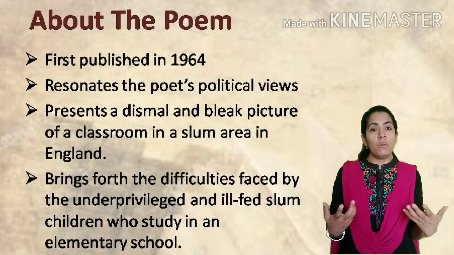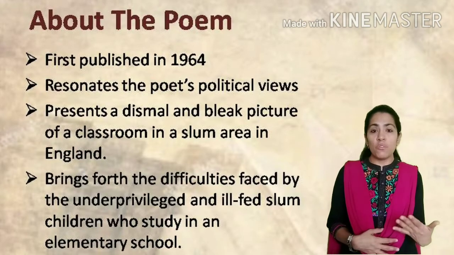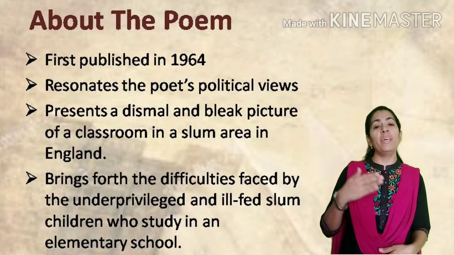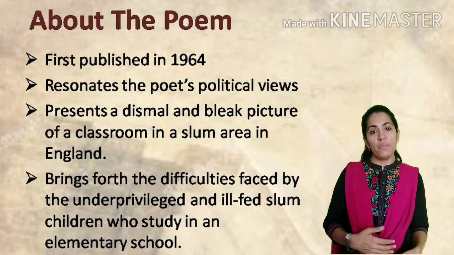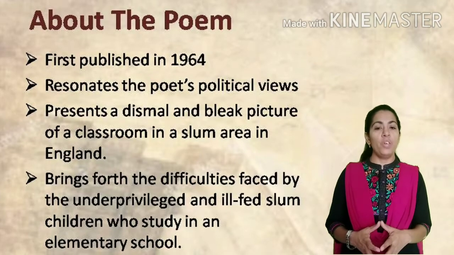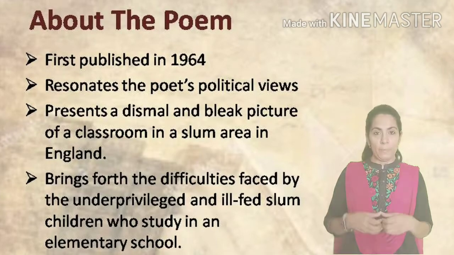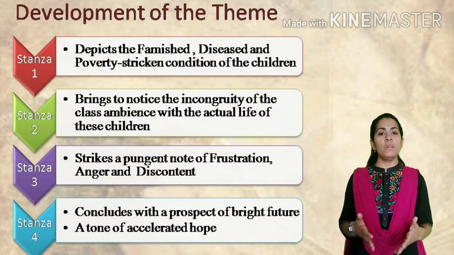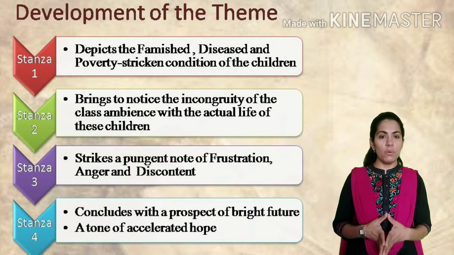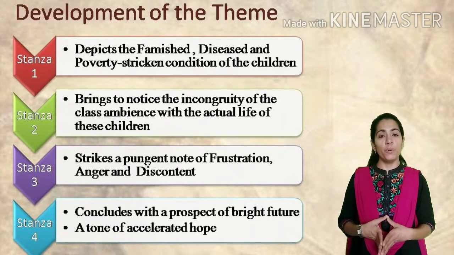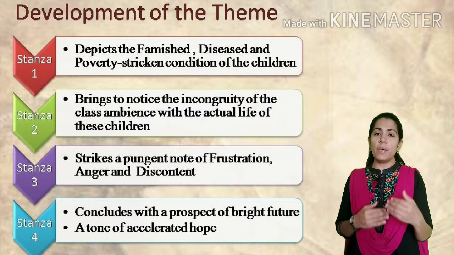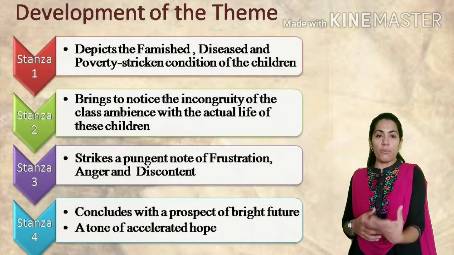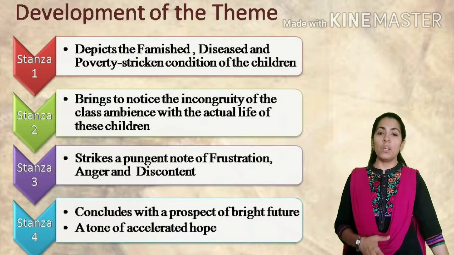It seems he is on pins and needles, and he just wants a solution. He wants a better future, a prospect of a better life for these slum children, and that is the very crux or the theme of this particular poem. So when you see the structure of the poem, it has got four stanzas and it is written in free verse. There is no particular rhyme scheme, and Stephen Spender is gradually building up the theme of the poem, beginning from the first stanza and coming to the concluding one.